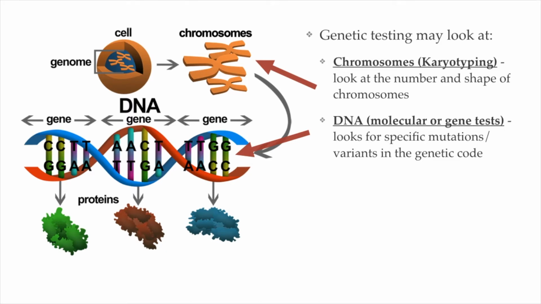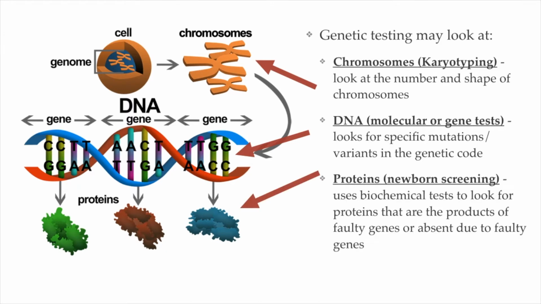Or we can take a look at the products of the genes, which are the proteins. And we do this through a process called newborn screening. And this is an indirect type of genetic test because we're not actually taking a look at the DNA or even the chromosomes. We're just taking a look at the product of DNA itself, seeing if there is the right protein that was made or whether there's extra protein or the wrong type of protein or if there's missing proteins.